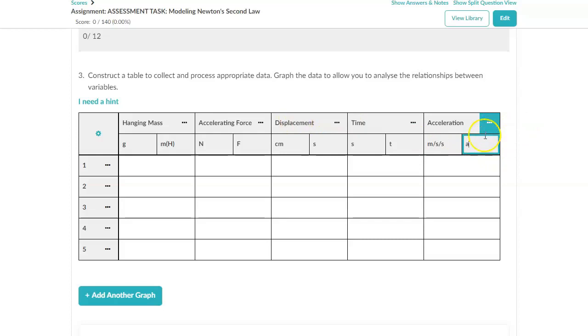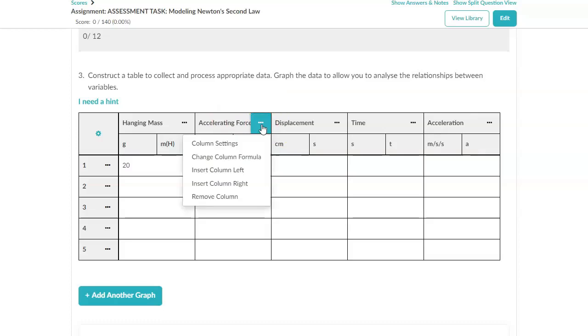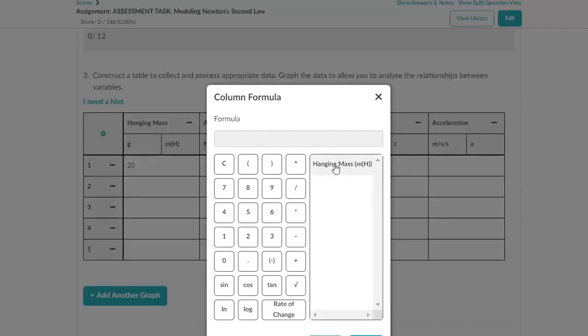Okay, so I'm just going to put in the first value of 20 grams for the hanging mass. I'm going to calculate, so I need to click on these little three dots, go to change column formula. I need my hanging mass, which I will divide by 1,000 to convert it into kilograms, and then I want to multiply it, so that's the asterisk. So remember, division is the slash, multiplication is the asterisk, and then I can't use my keyboard, I have to actually click these buttons, 9.8.